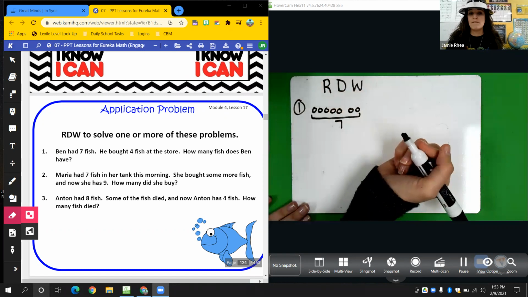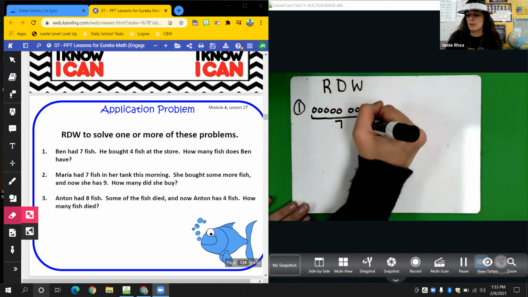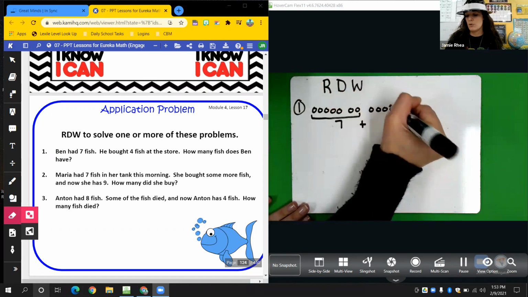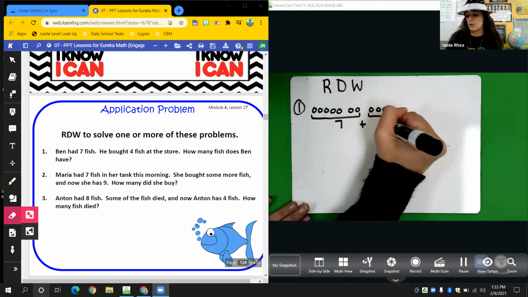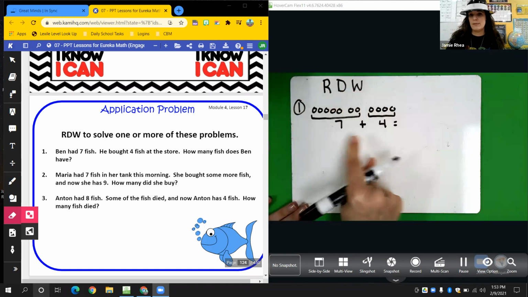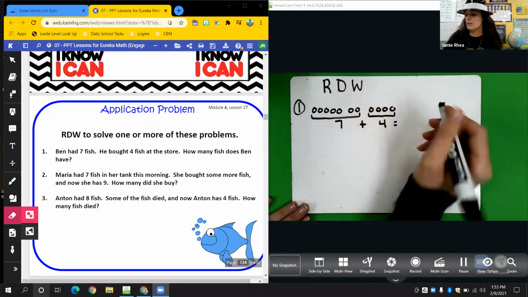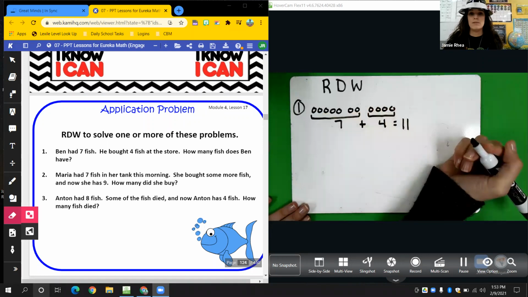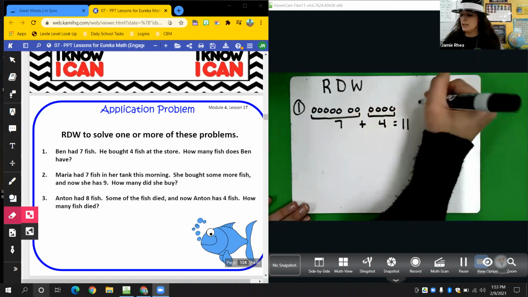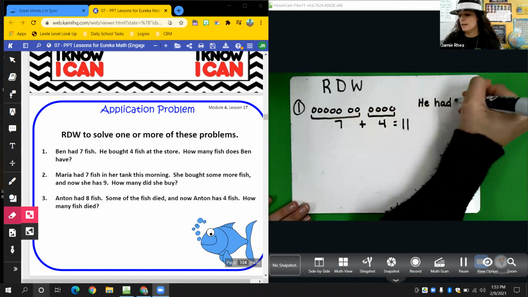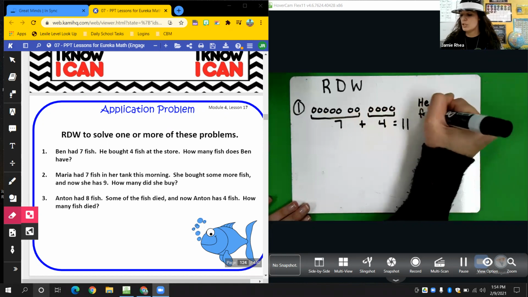Okay. He bought 4 more at the store. So if he bought more, we're going to add 1, 2, 3, 4. There's my 4. 7 plus 4, let's see, 7, 8, 9, 10, 11. How many fish did Ben have? He had 11 fish.